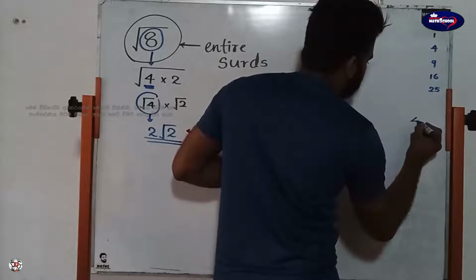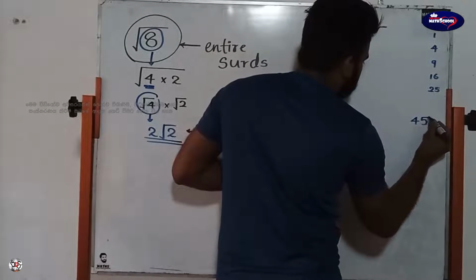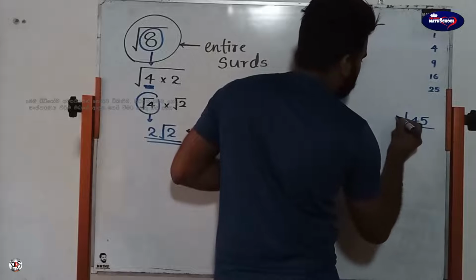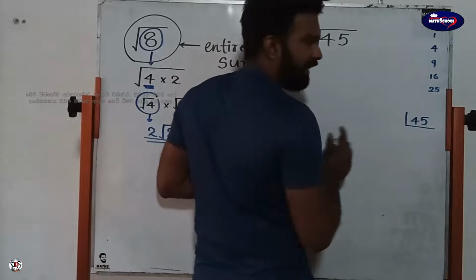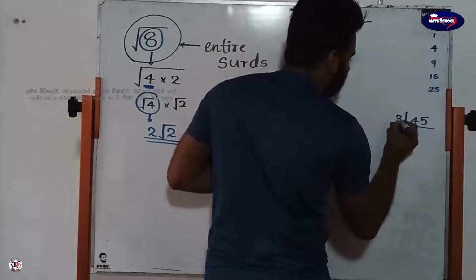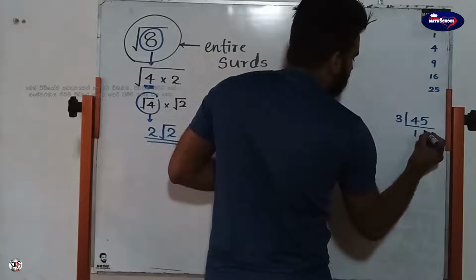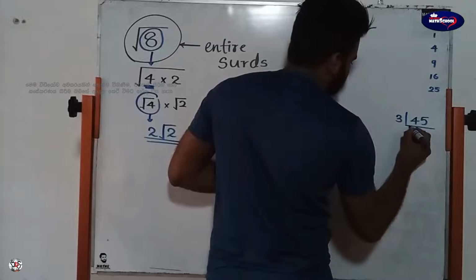You can take 45 and divide all this. That means divide this number by using the prime numbers. This is not divisible by 2, so you can't divide it by 2. So I'm dividing it by 3. When you divide by 3, it will be 15.